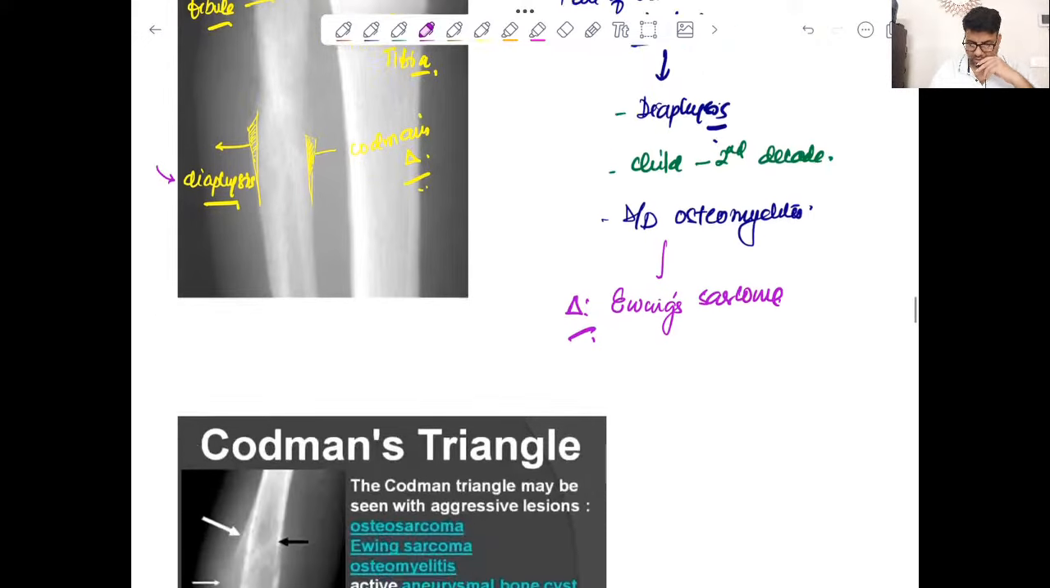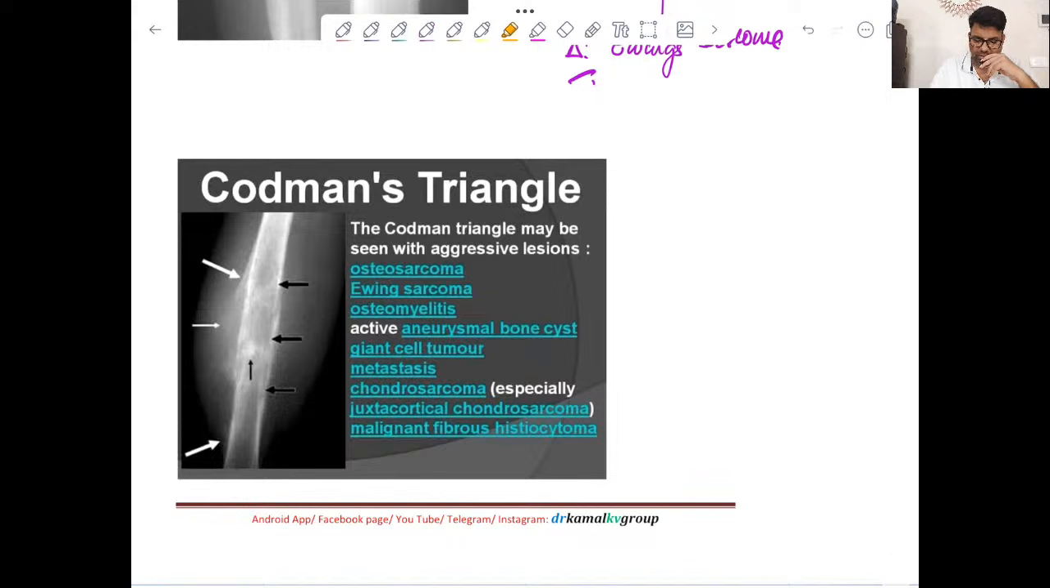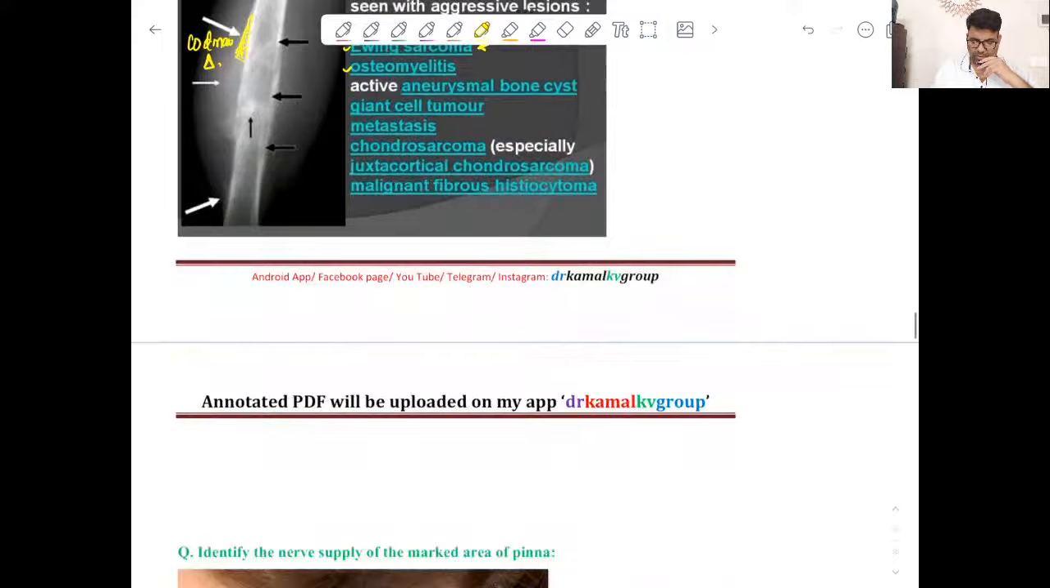This is Ewing's sarcoma. This is one slide again just telling you that for Codman's triangle, you should not take it for granted that it is present in osteosarcoma only. So Codman's triangle should not be taken only for osteosarcoma. It can be seen in Ewing's sarcoma, even osteomyelitis, and plenty of other conditions. So as far as this question is concerned, the answer is Ewing's sarcoma. Okay, chalo.